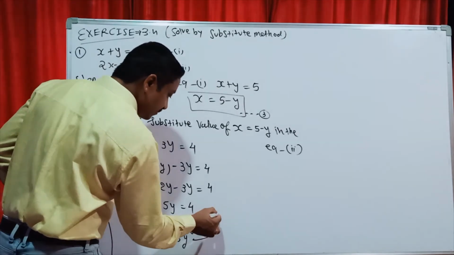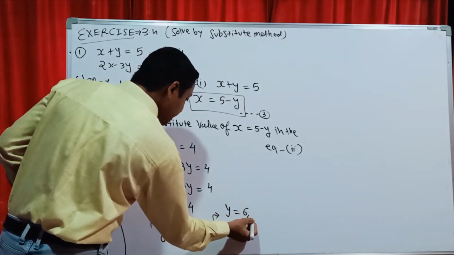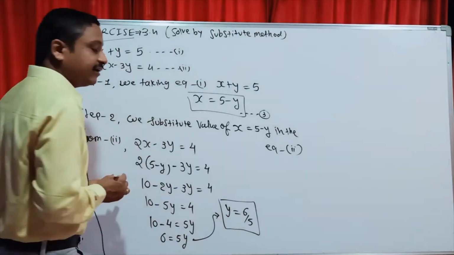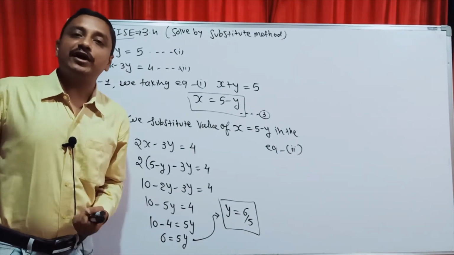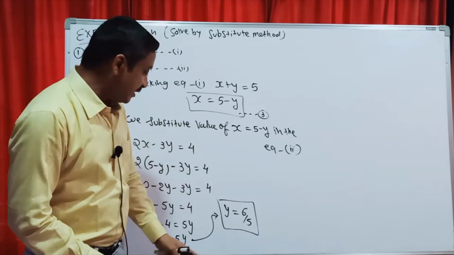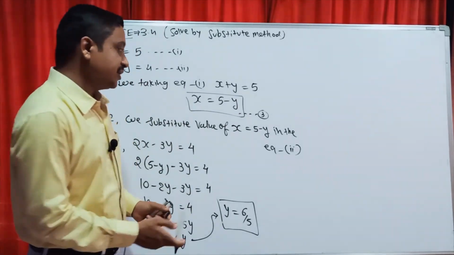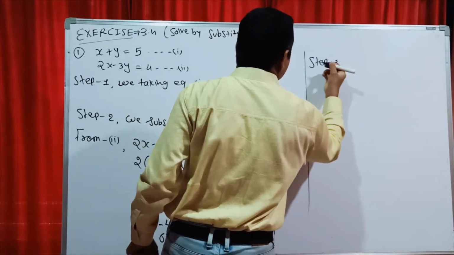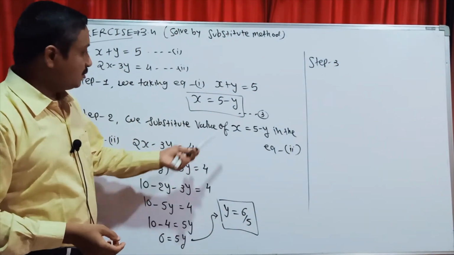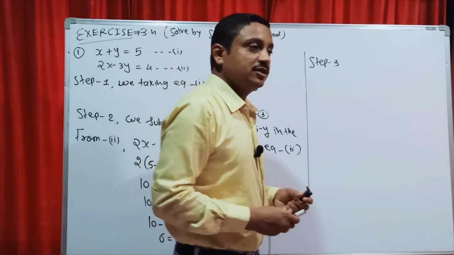So what do we get for y? Yes, y is only 6 by 5. That equation is applied to finally get our value for y. Now after deriving y as 6 by 5, students, I go to step 3. Always step 3: utilize your third equation.